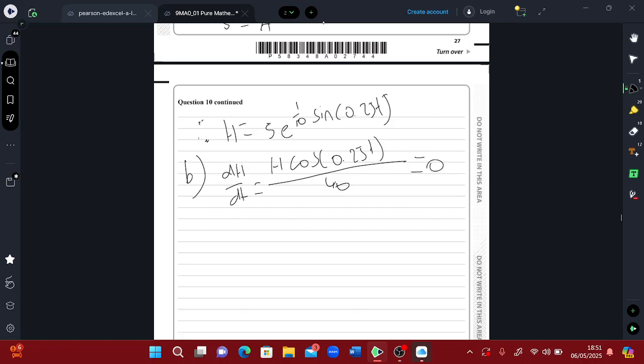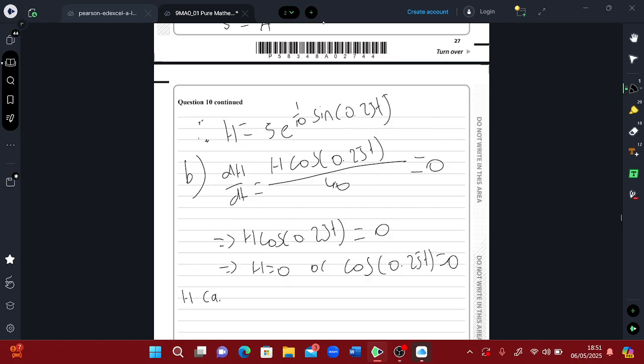Now we've already discussed this. For this fraction to be 0, h cos 0.25t has to be 0. Now, does this mean h is 0 or cos of 0.25t is 0? It says the maximum height, and it makes no sense for h to be 0 here. So h cannot be 0 here. The only other solution we have to take is this: cos 0.25t equals 0.